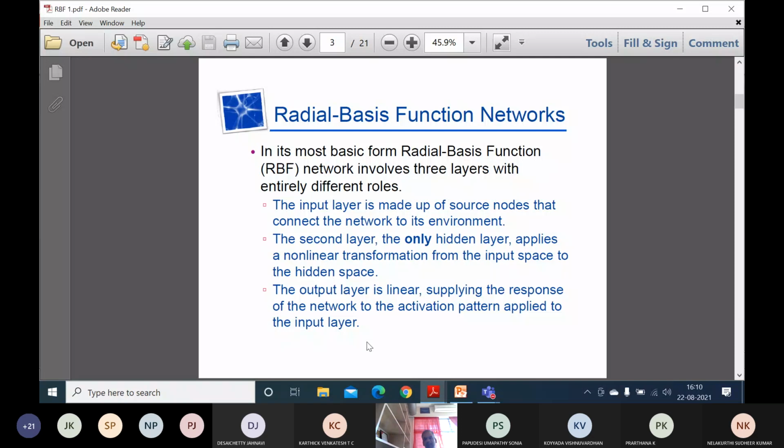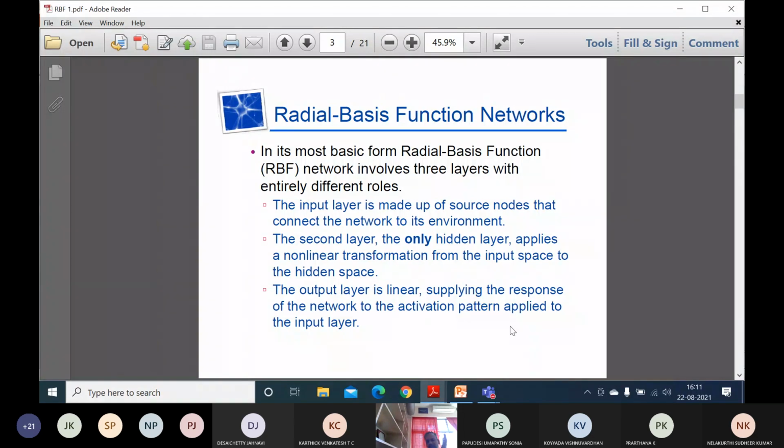But in the case of RBF, the input layer is made up of source nodes that connect the network to the environment, the RBF environment. The second layer is the hidden layer. Instead of linear applications, we have a non-linear transformation from the input space to the hidden space.